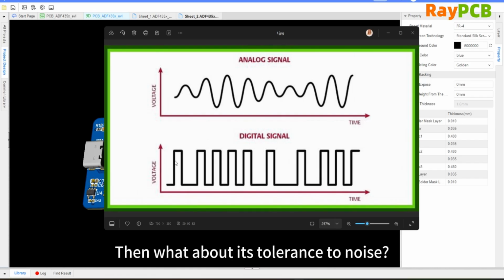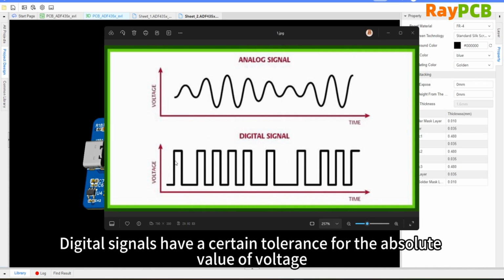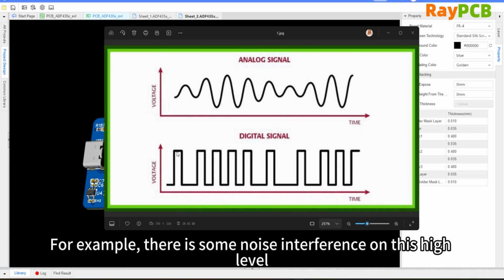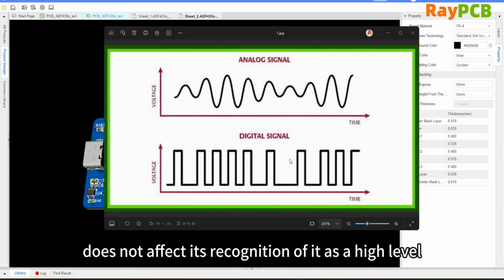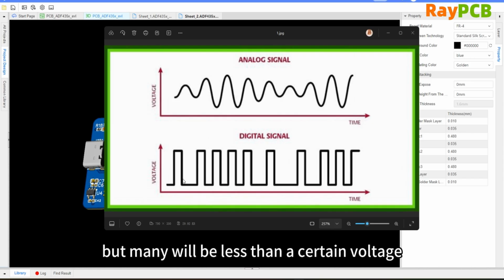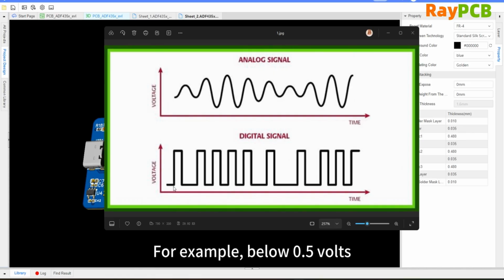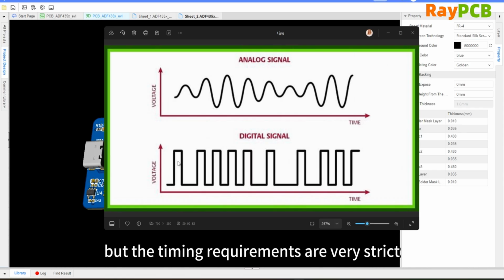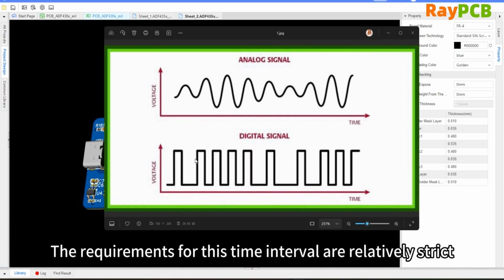As for noise tolerance, digital signals usually have a certain tolerance for the absolute value of voltage, but they are very sensitive to timing. For example, if there is some noise on the high level, it generally doesn't affect the signal. As long as it is recognized as a high level, the speed can be much higher. The same goes for the low level. Even though it's considered zero, as long as it's below, say, 0.5 volts, it will be recognized as zero. So digital signals have a high tolerance for voltage variations, but the actual requirements are low. However, the timing intervals are very important.